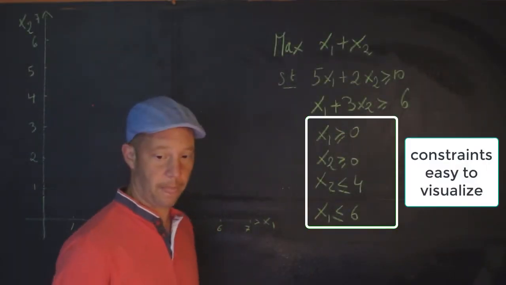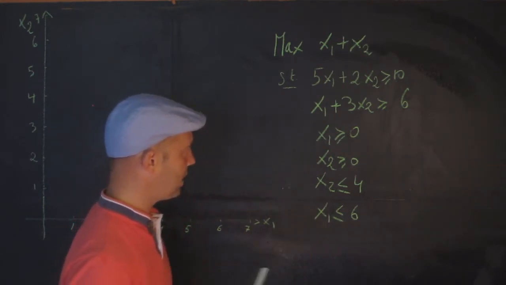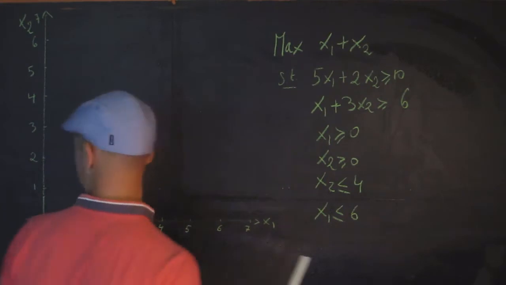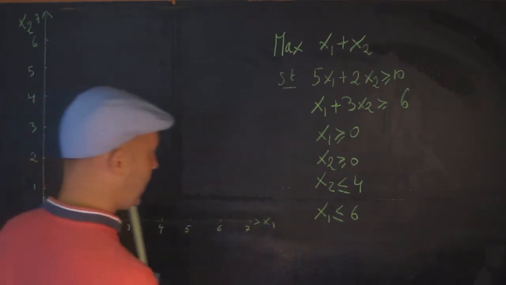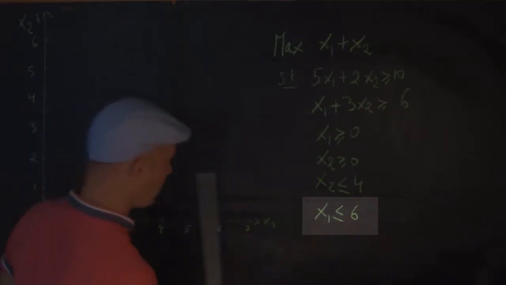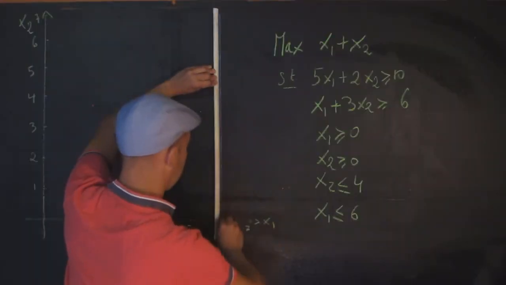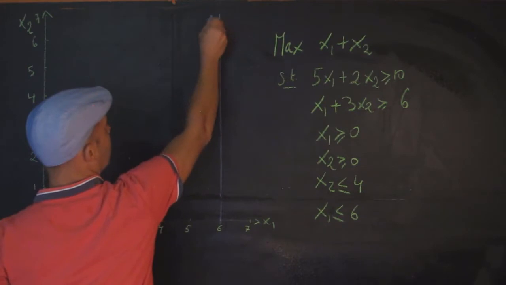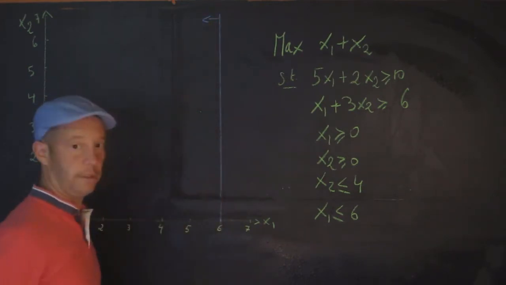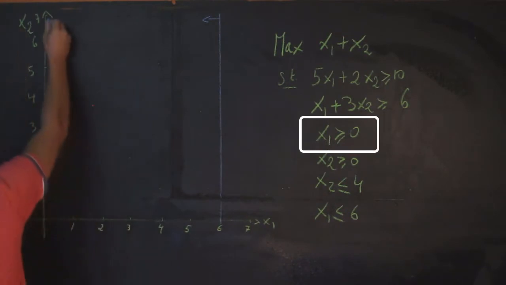Alright, so let's look at the first one, x1 less than or equal to 6, and x2 less or equal than 4. So x1 here is the x-axis, x2 is the y-axis, x1 less or equal than 6, right? So I would put my position here with 6, and anything in that area would be called feasible. Now, we also have x1 greater or equal to 0, which would be over here.